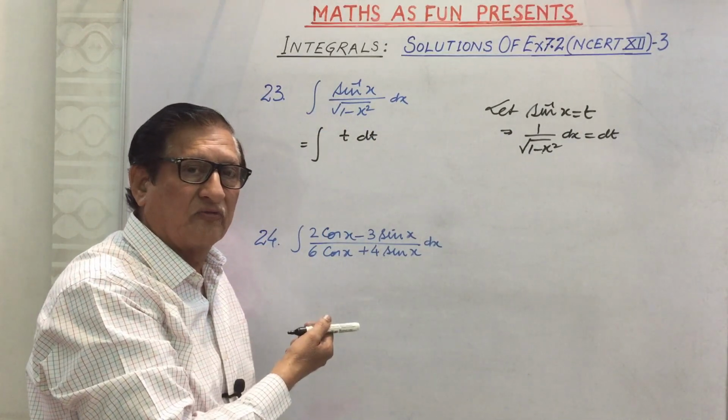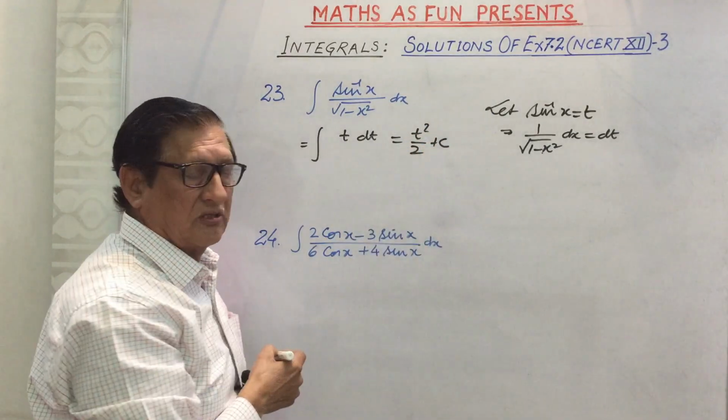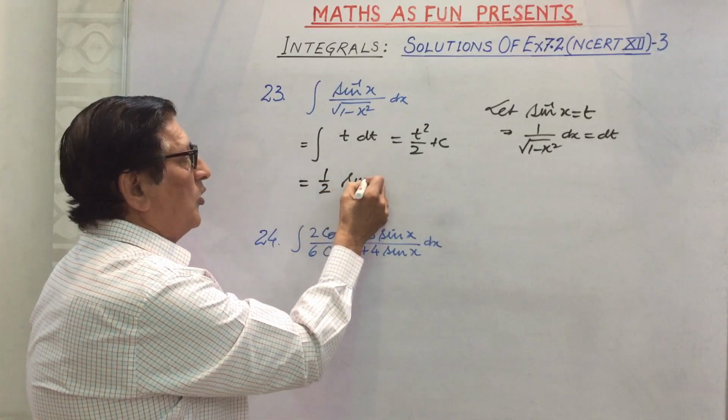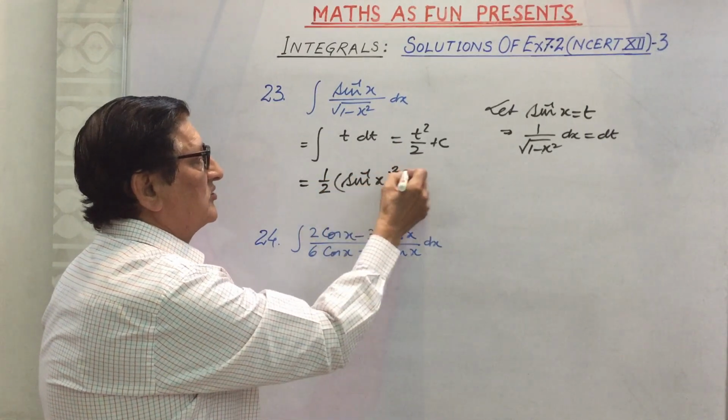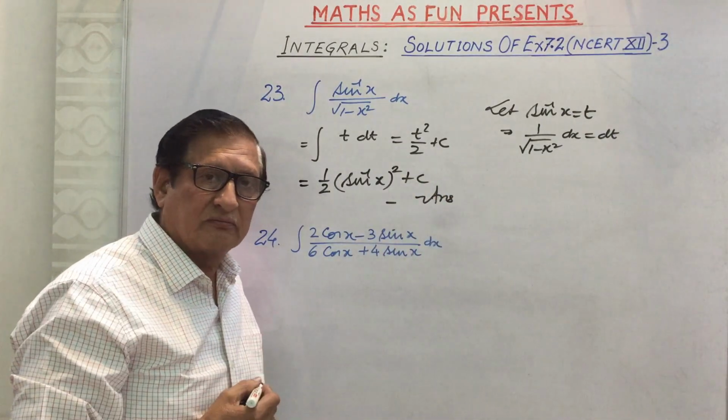And we know the integral of t is t square by 2. So this is t square by 2 plus c. Substituting the value of t, we get 1 upon 2 whole square of sine inverse x plus c as the solution or the answer of the problem.